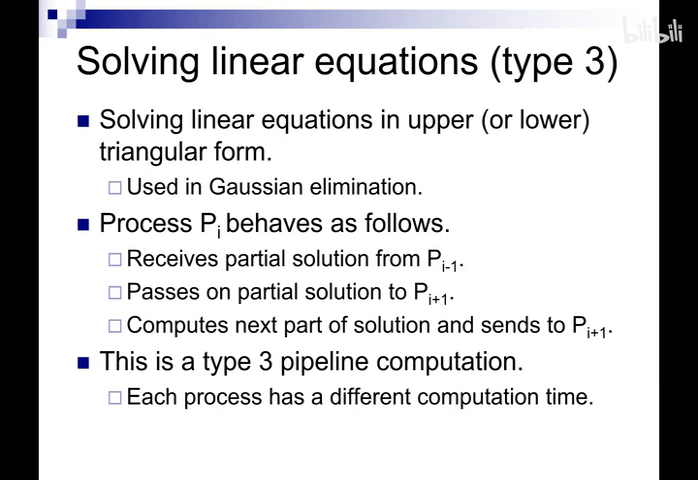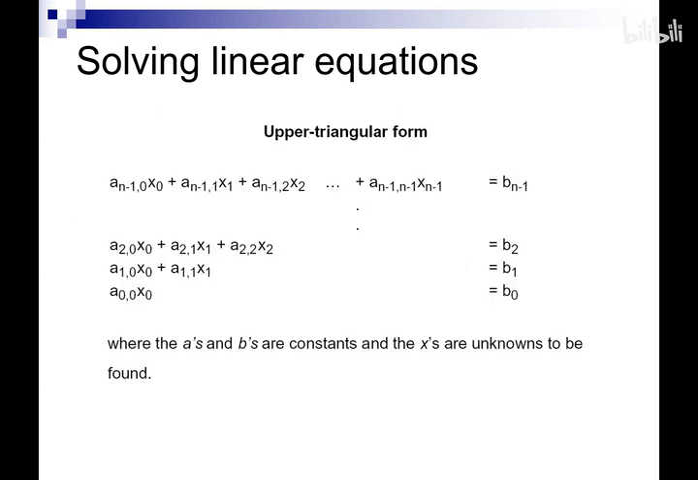And here, the different processes are going to compute for different amounts of time. Now more concretely, we're going to solve these upper triangular systems of equations. That means we have a set of equations, and they're upper triangular because all of the coefficients below the diagonal are going to be 0. Initially, process P0 has the equation A00 times X0 equals B0, so he can directly solve for X0: X0 equals B0 divided by A00.